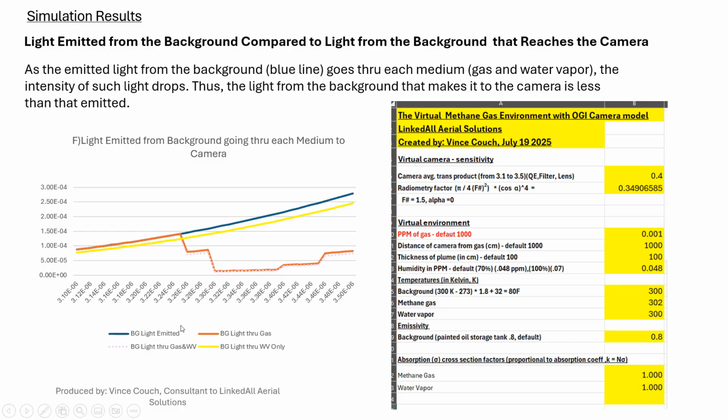Okay, here's a slightly different chart. This is the background and the various mediums it's going through. The background light emitted, certainly that's going to be the highest. Here you have an overlap of blue and red, so you can't see the blue. That's going to be the highest amount of light emitted from that storage tank. And then the yellow one is background light net of water vapor. Water vapor is getting some of it, so you're getting a little bit less light at the camera. And then we've got background light through gas. The gas is absorbing more than water vapor, so it's less here, especially at the high absorption wavelengths. And then you've got the dotted line, which is background light through gas and water vapor. This is going to be a little bit less than the red line because you've also got water vapor absorbing some of that light that was emitted by the background.